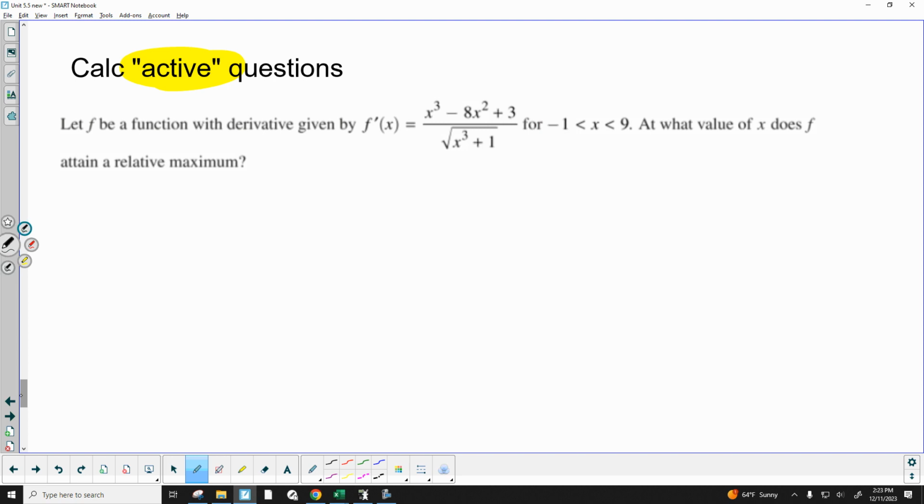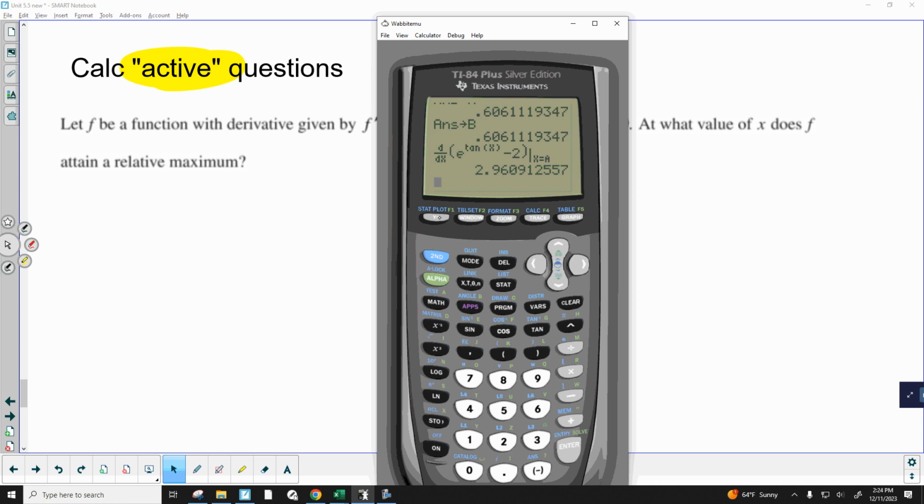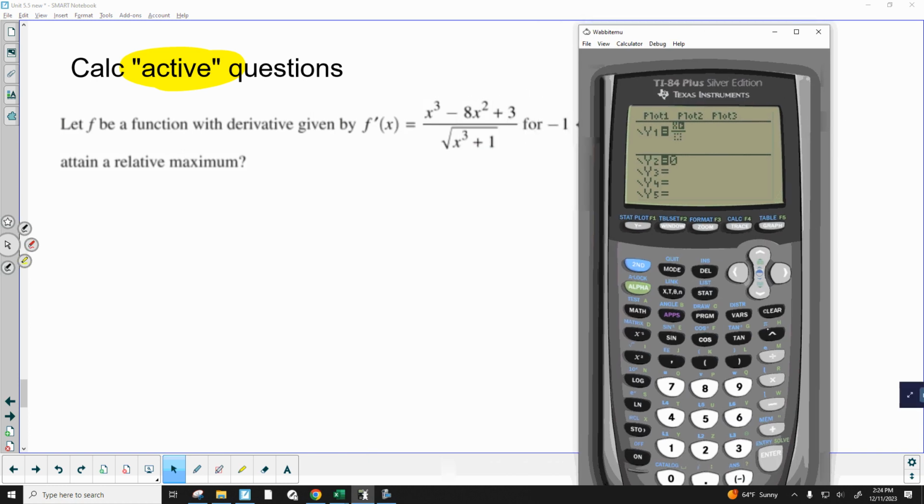So let's plug that in to y equals. Words of wisdom. Alpha F1 will bring up the fraction. That way you don't have to do lots of parentheses. You got x cubed minus 8x squared plus 3, over square root of x cubed plus 1.